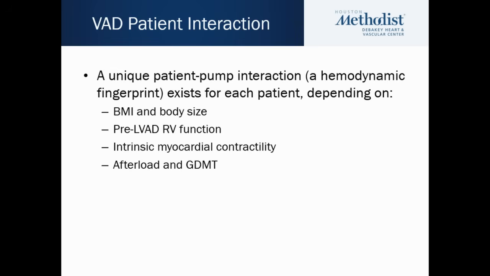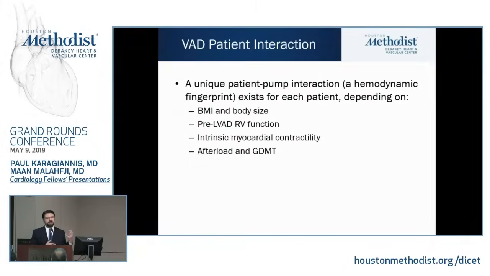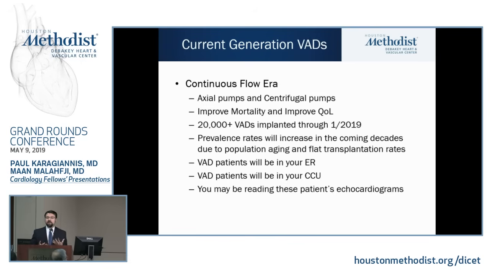Some papers actually refer to it as a hemodynamic fingerprint that depends partly on several patient factors: their preoperative RV function, what the native contractility is, what the patient's afterload is, and what type of medications they happen to be on. So we are currently in the continuous flow era. A lot of LVAD history actually belongs in Houston, and we've moved from the pulsatile era to the continuous flow era. There are two types of pumps available. There are axial pumps such as the HeartMate 2, and centrifugal pumps such as the HeartMate 3 and the HeartWare HVAD.